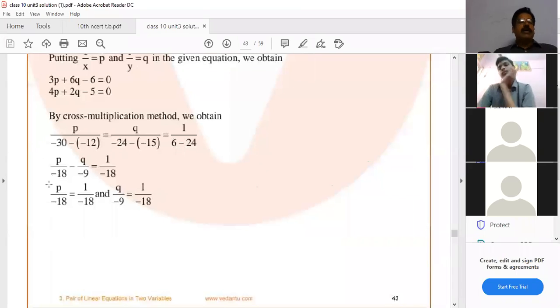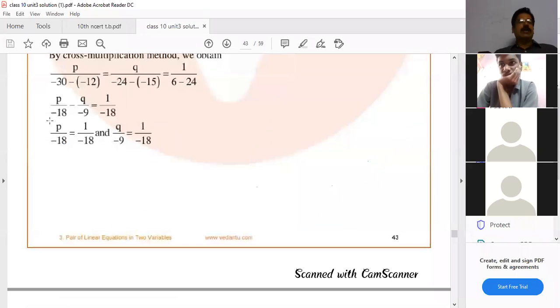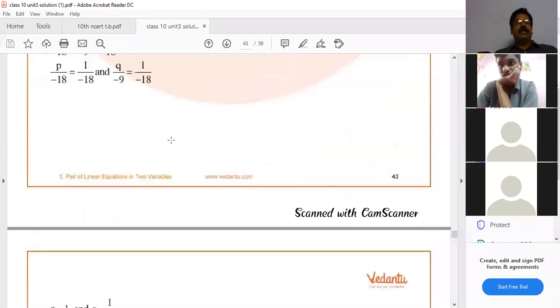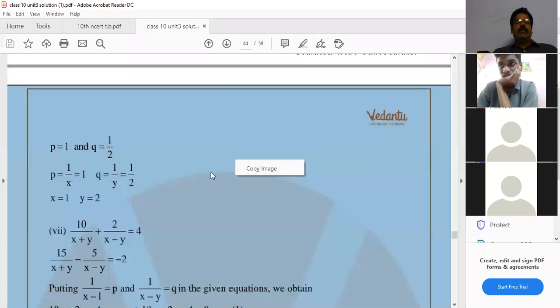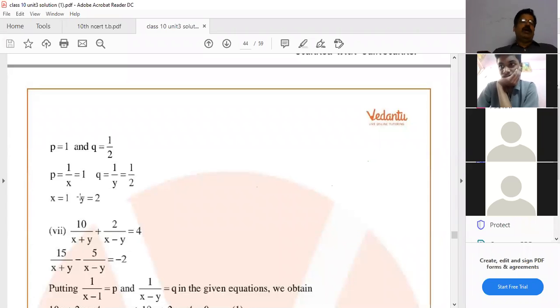Good. See, p by minus 30 minus of minus plus 12 means minus 18. q by minus 24 plus 15, minus 9. And 6 minus 24 means minus 18. Hence p by minus 18 equal to 1 by minus 18, q by minus 9 equal to 1 by minus 18. My values are p equal to 1 and q equal to 1 by 2. So we have to find the x and y values. 1 by x equal to 1, x equal to 1, 1 by y equal to 1 by 2 means, by cross multiplication, y equal to 2. So x equal to 1 and y equal to 2.